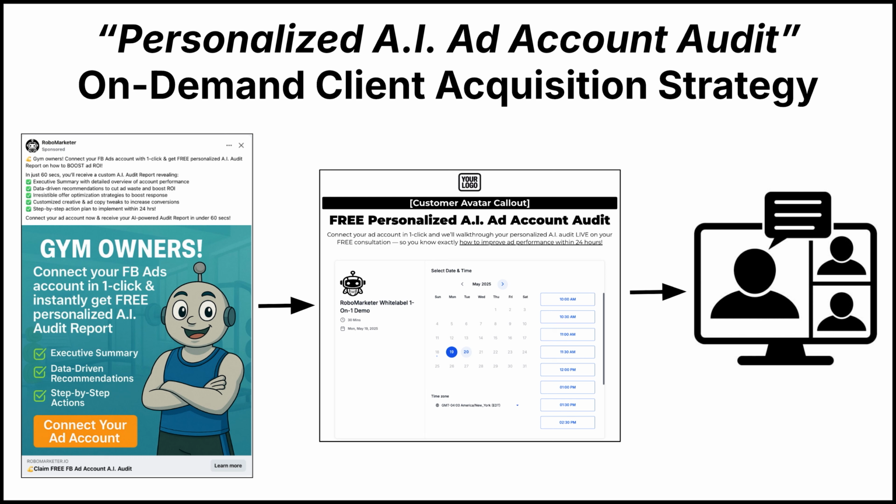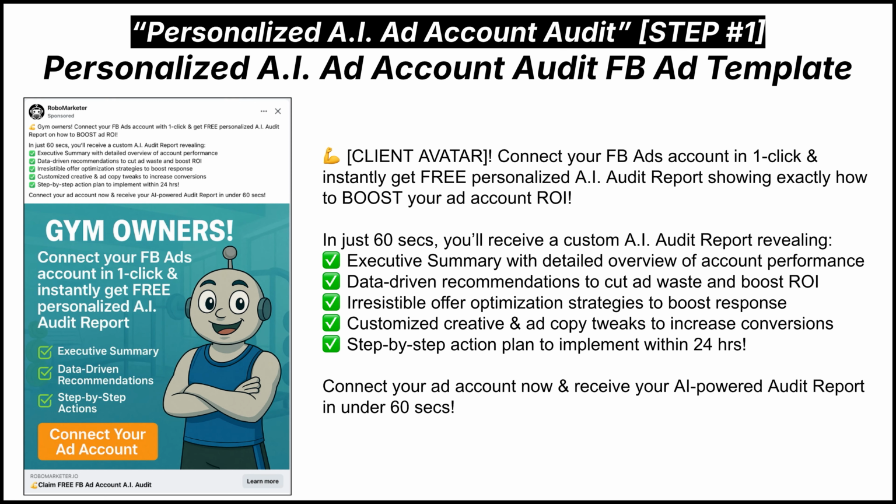And then step number 3, once the AI audit is completed, you will leverage the final 24-hour action plan generated in the AI audit report and simply ask the prospect, would you like us to do this for you so that you can improve your ad performance immediately? So that's how this strategy works at a high level. Now let's dive deeper into each step of the strategy, beginning with our Facebook ad template.